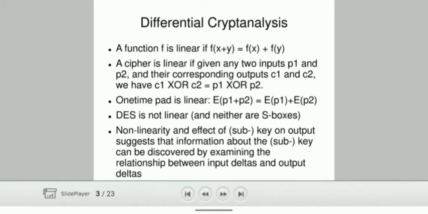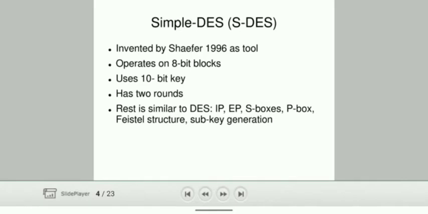Non-linearity and the effect of the subkey on the output suggest that information about the subkey can be discovered by examining the relationship between input deltas and output deltas. It was invented by Biham and Shamir in 1990 as a tool. Simple DES operates on 8-bit blocks, uses a 10-bit key, and has 2 rounds. The rest is similar to DES: IP, EP, S boxes, P box, Feistel structure, subkey generation.